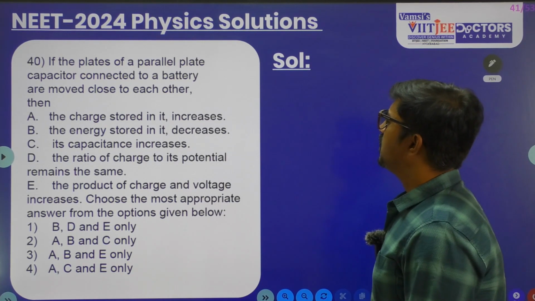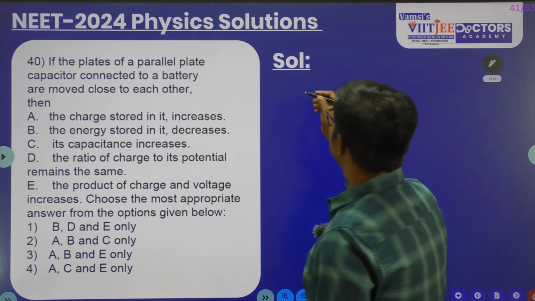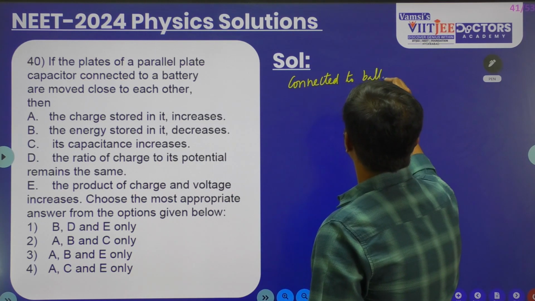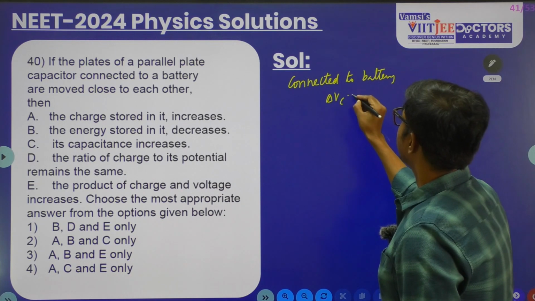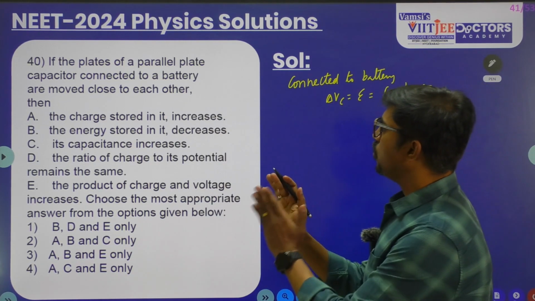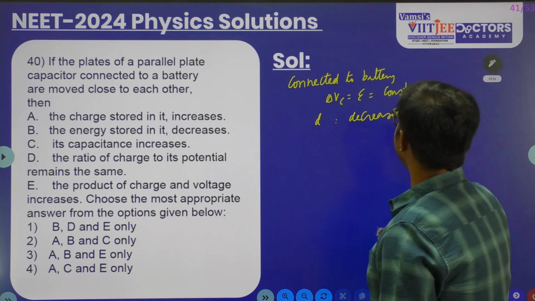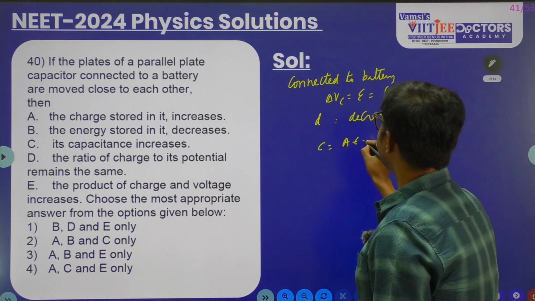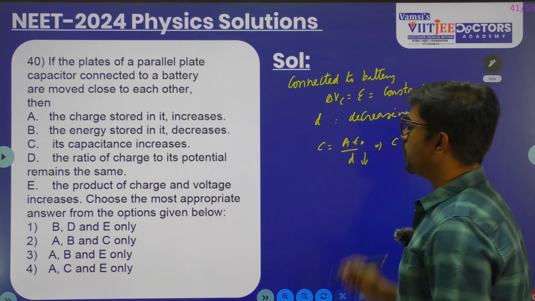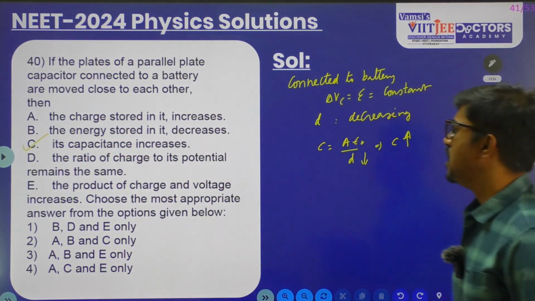The plates of a parallel plate capacitor connected to a battery are moved close to each other, not removed. So what happens here? You see, connected to a battery. Whenever it is connected to a battery, you know that the potential difference across the capacitor, which is the EMF, is constant. And the plates are moved closer to each other. That means d is decreasing. Separation between the plates is decreasing. You know that capacitance is equal to epsilon naught A by d. So when d decreases, capacitance as a whole increases. So option C is correct.